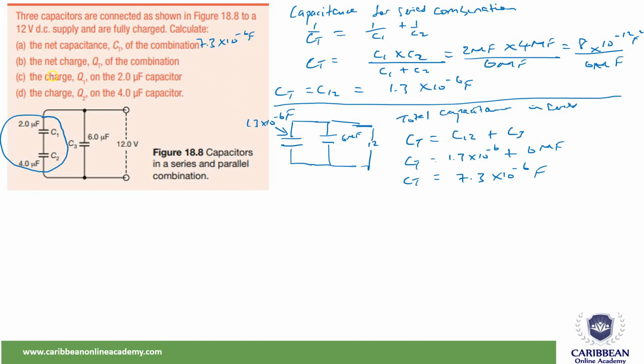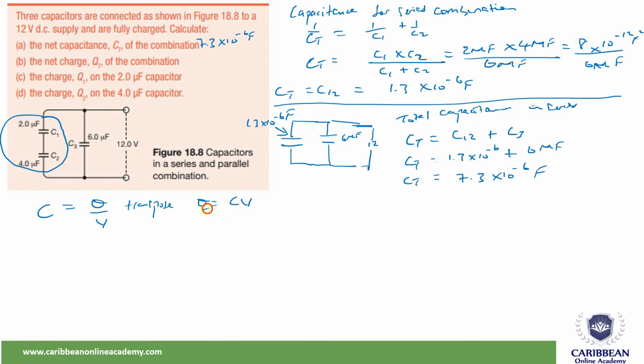Now the question says to find the net charge. The net charge is the total charge that is supplied to the system. To find the net charge, we must know the net capacitance and the net voltage, or the total voltage. So using this equation, C is equal to Q divided by V, we can transpose, and we can see that Q is equal to C times V.